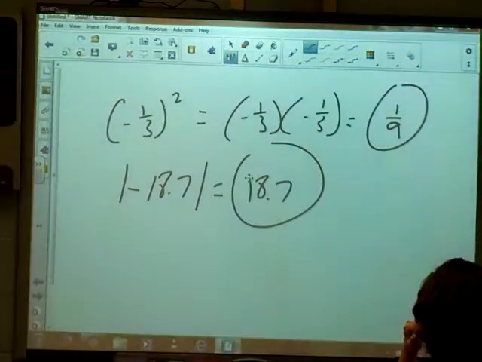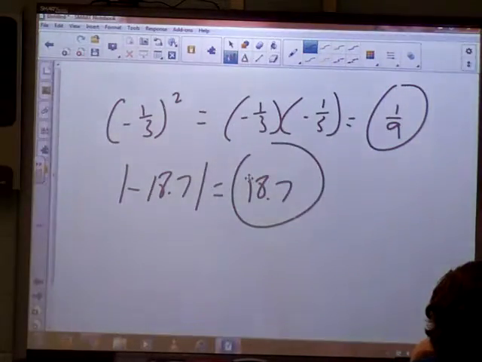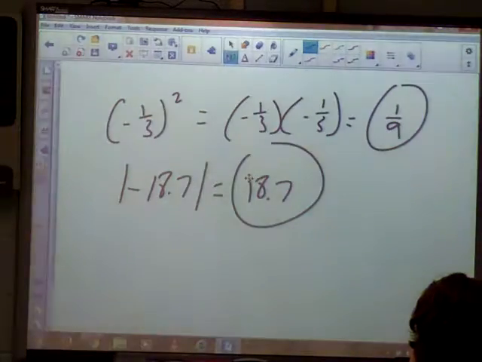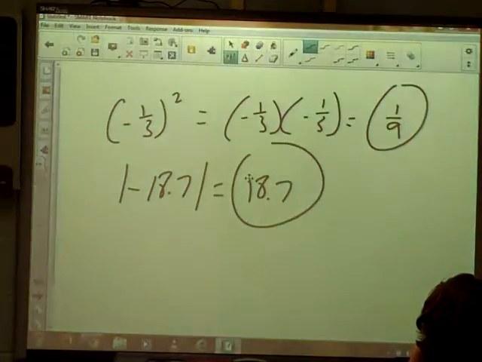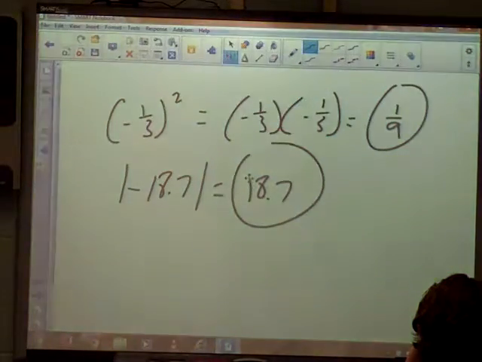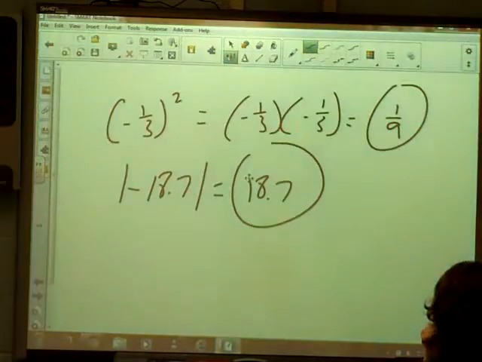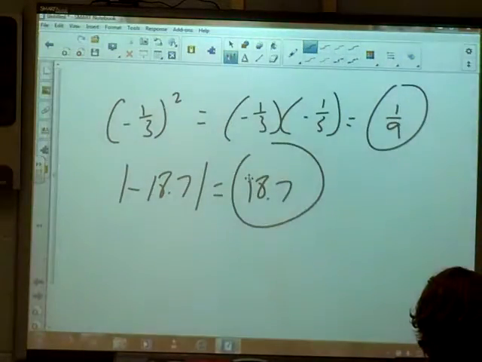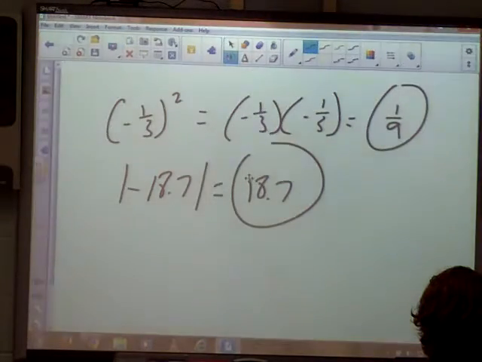Alright, number 5, I blew first period's mind when I told them how I did number 5. You could type that in your calculator and get the exact answer, and there's not a thing in the world wrong with that. So don't think that I'm telling you not to do that. But what I did is I looked at it and I see a positive times a positive times a negative. I know that's got to be a negative. So it's got to be either A or C.